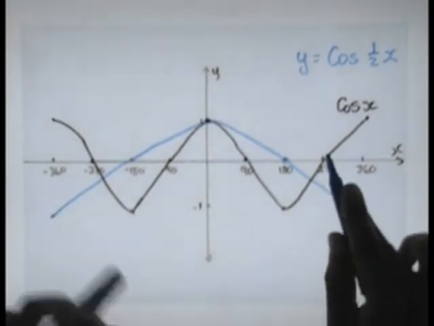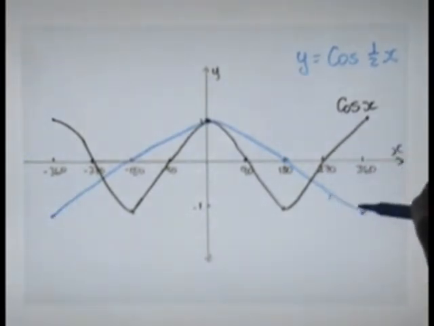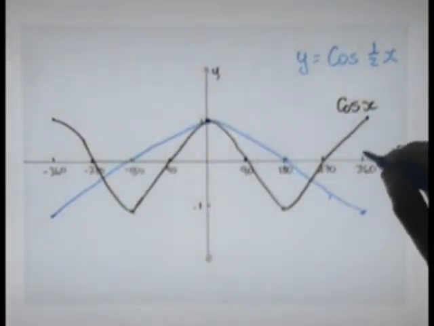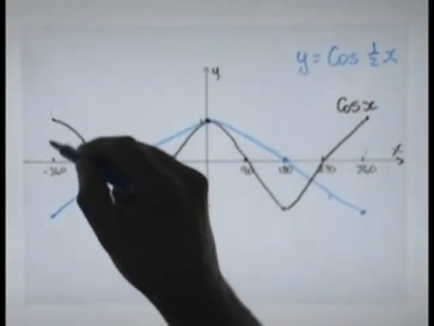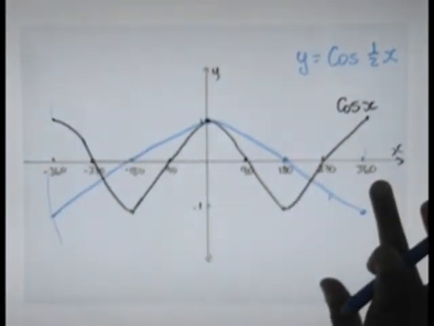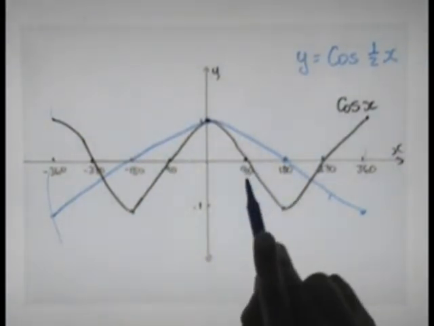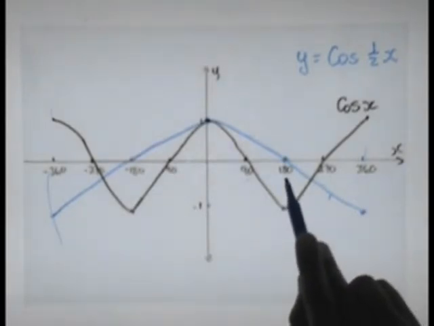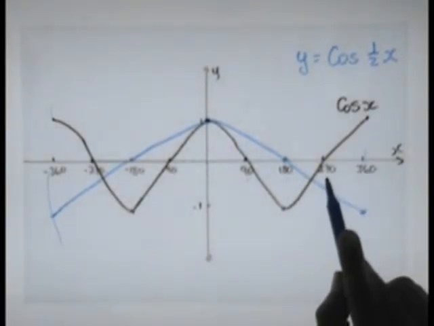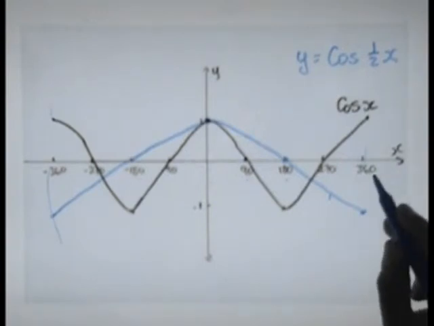Notice how different these two graphs are: the standard cos graph versus this graph. It looks very odd. The only reason it looks so odd is because I've limited myself to x having a range of negative 360 degrees all the way up to positive 360 degrees. If it went on further than that, it would still take on the shape, except the x values would be different. That wouldn't be 90, that would be 180, that would be 360, that would be 540, that would be 720.